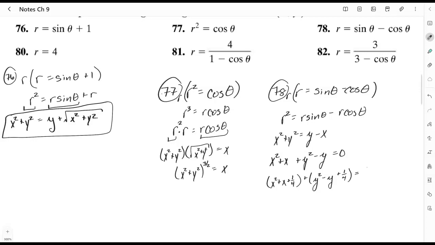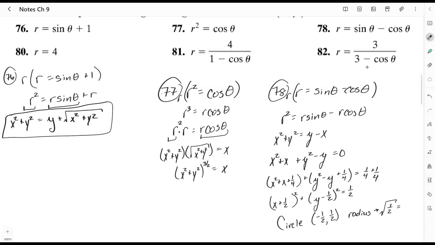I added a 1/4 here and I added a 1/4 here, so I've got to do the same thing on the other side. And this guy is going to factor into x plus 1/2 squared, and this is going to factor into y minus 1/2 squared, and that's going to be equal to 2/4, which is the same thing as 1/2. So we can see this guy is a circle. It is centered at -1/2, 1/2, and the radius of that circle is going to be the square root of 1/2, which is square root of 2 over 2.